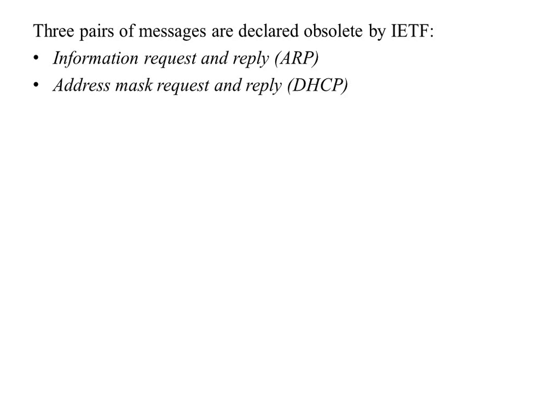The second is address mask request and reply. This is also not in use nowadays, but in the older versions of books you will find these fields explained. In the book by Forouzan, Data Communication and Networking, you will find these messages explained, but the higher versions of the same book say these messages are not in use. DHCP, the dynamic host configuration protocol, takes care of address mask request and reply. DHCP is in use nowadays, so address mask request and reply is not utilized.